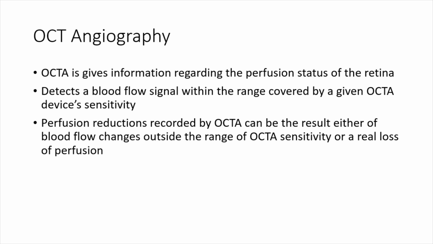The next is the OCT angiography. There are certain indices which can be calculated in OCT angiography in the machines which we have over here also. It gives information regarding the perfusion status of the retina. Basically it detects the blood flow signal within the range covered by a given OCTA device's sensitivity. The reduction in perfusion can be recorded either because of blood flow changes outside the range of the OCTA sensitivity, or it can be a real loss of perfusion also.